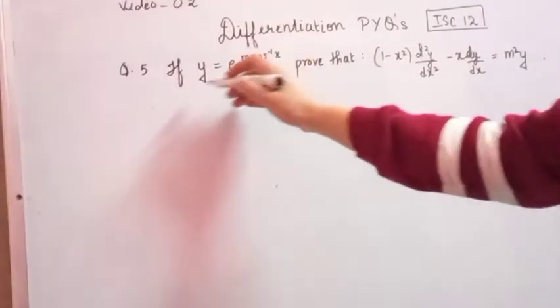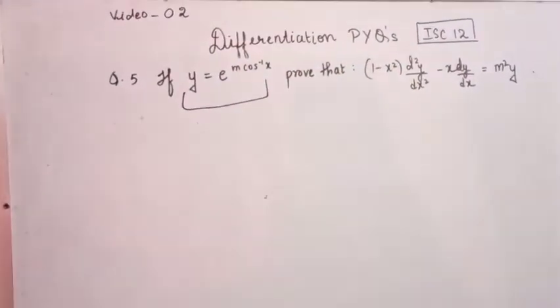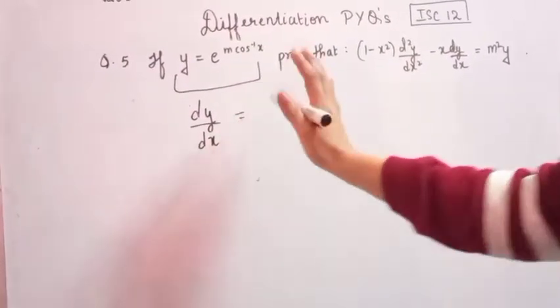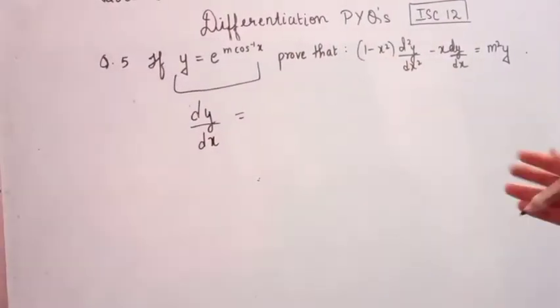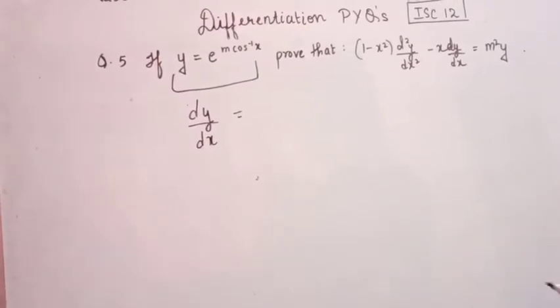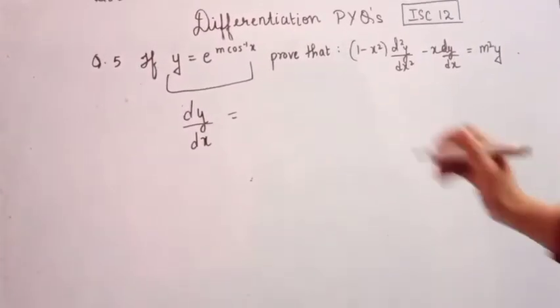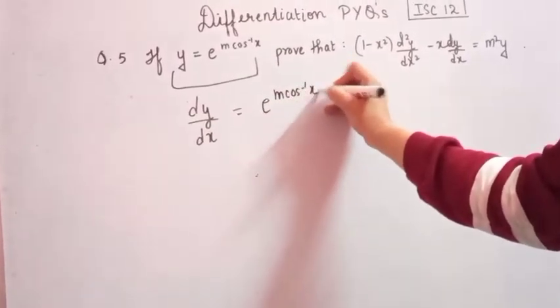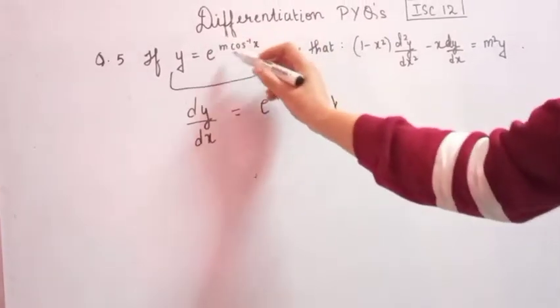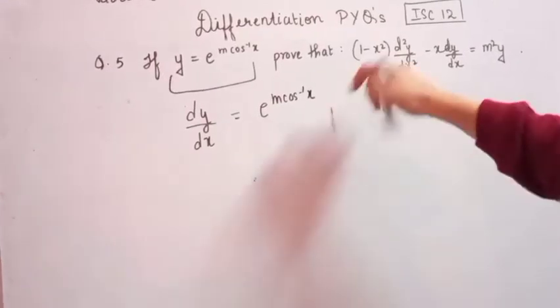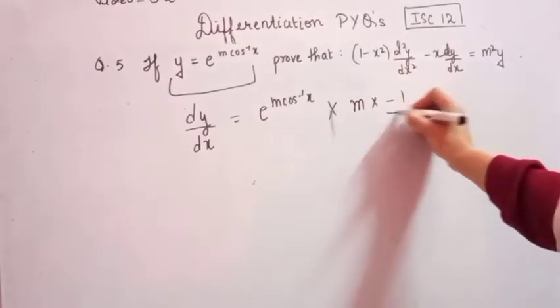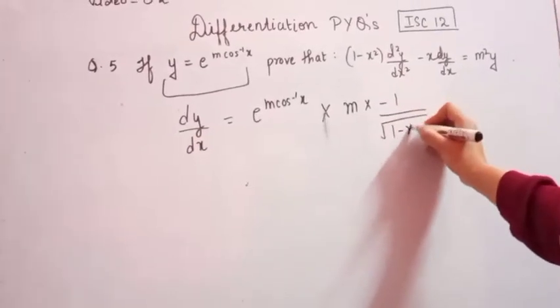Differentiating this term with respect to x, we get dy by dx equals to... Before starting, you can take log on both sides and do it by that method also, but I'm directly doing it. So it becomes e to the power m cos inverse x into d by dx of m cos inverse x. That is m into minus 1 by under root of 1 minus x square.